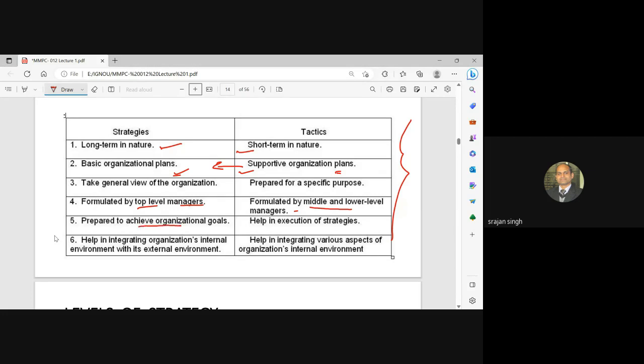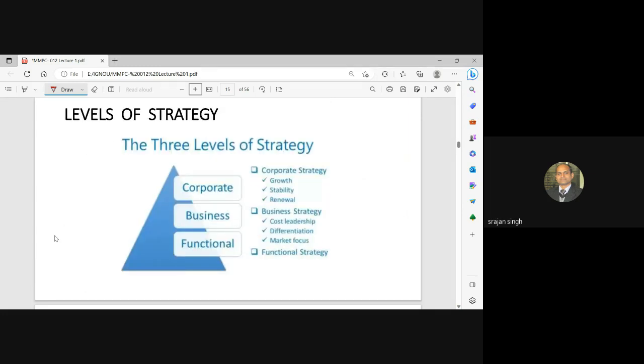Strategies are prepared to achieve organizational goals, whereas tactics help in the execution of a strategy. Strategies help in integrating the organizational internal environment with its external environment, whereas tactics help in integrating various aspects of the internal environment. Now, the next important topic is levels of strategy. Usually, in examinations, it is asked what is strategy, state the nature of a strategy, and also discuss the levels of a strategy.